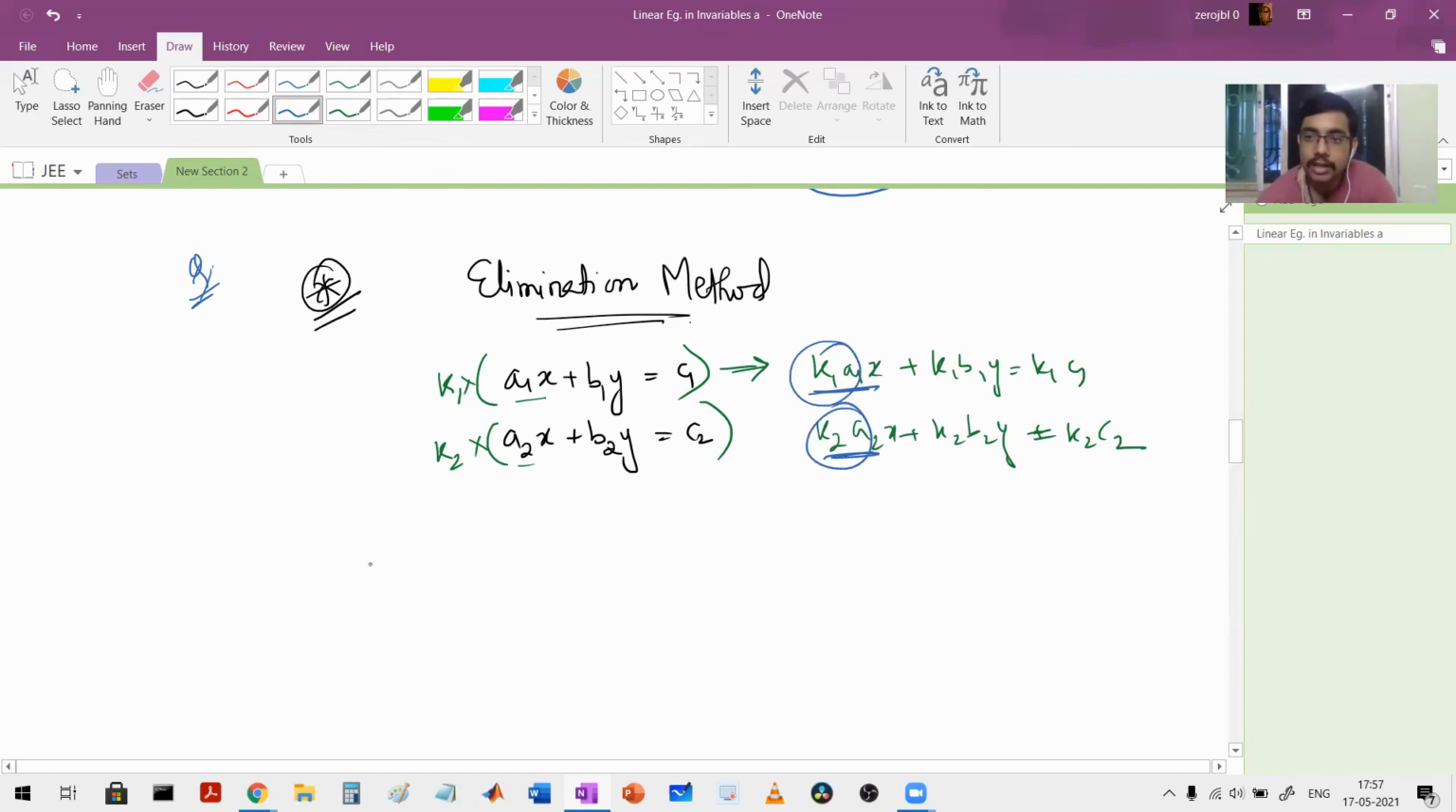Once this is equal, what you can do? You can just subtract the two equations so that the x cancels out. If you don't understand this, let us directly jump on a problem to get what it actually is.